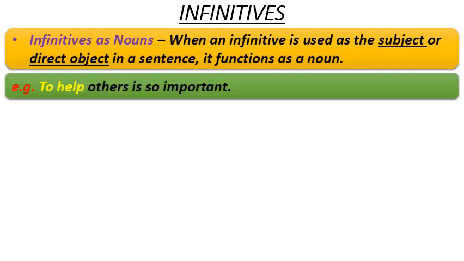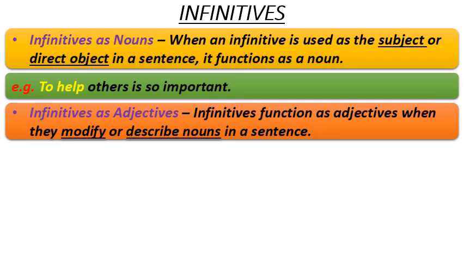To clarify it, let's see an example. To help others is so important. In this example, you can see that we have the verb is. Who or what is so important? The infinitive to help. So here we get the answer of who or what. In this case, the infinitive to help is the sentence subject. This means that the infinitive functions as a noun in the sentence.